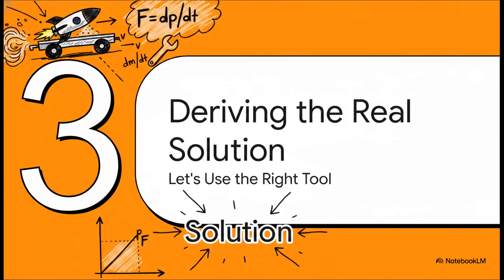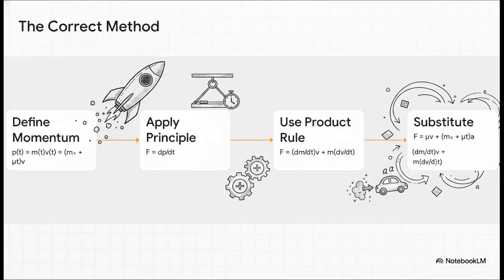Okay, theory time is over. We have the right tool now, F equals dp/dt. So let's get our hands dirty, apply it to our flat car problem, and see what the real solution looks like. All right, let's build this up carefully. First, momentum, p, is just mass times velocity. So for us, it's our whole mass term times v. Now, we apply the principle. The force F equals the derivative of that whole thing with respect to time.